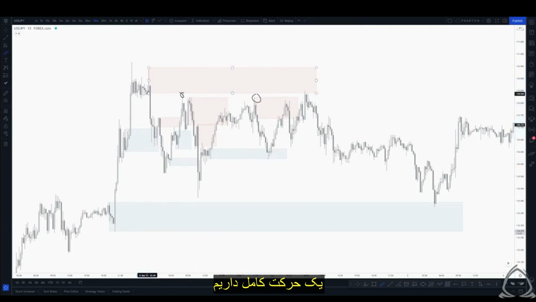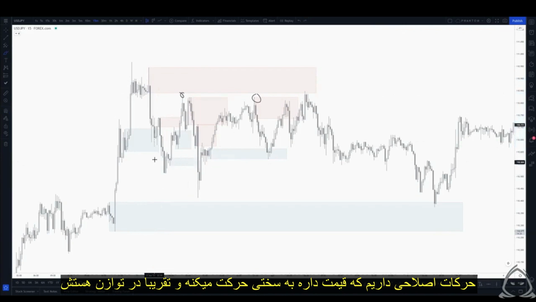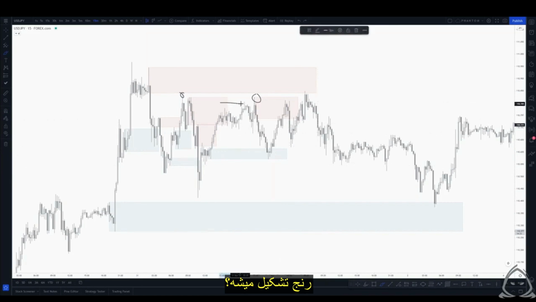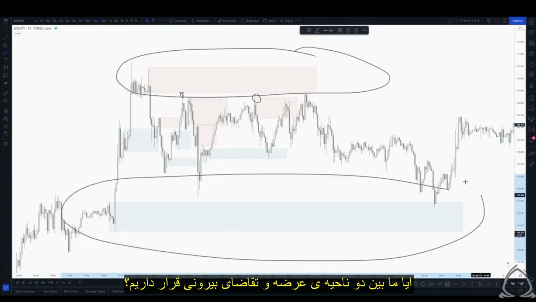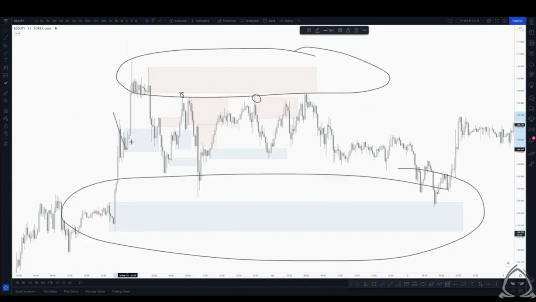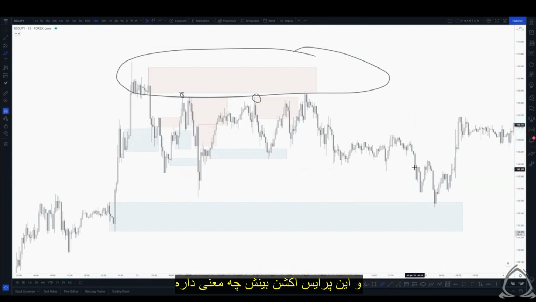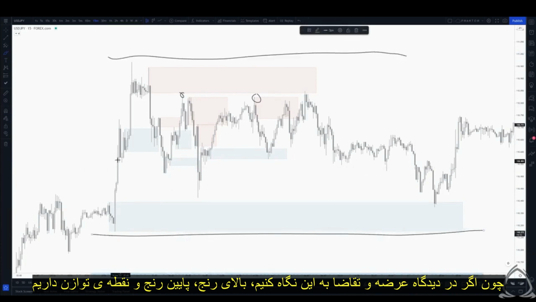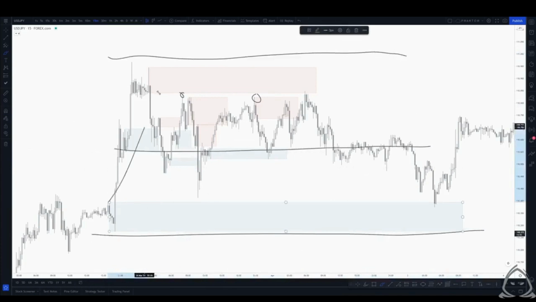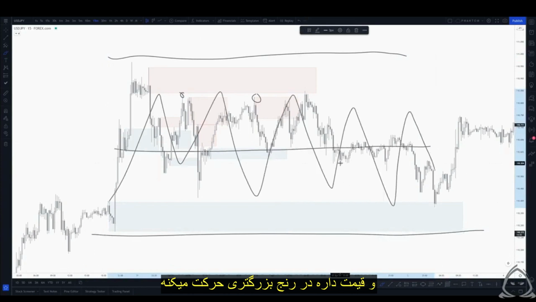Do we get a full-on move? Do we get corrective moves where price is struggling to move up and down? Price is somewhat balanced. Do we get ranges being created? What is that suggesting? Are we in between two more outer supply and demand zones? And then what is this price action in the middle suggesting? Because if we look at this in the concept of supply and demand, we have our top range, our bottom range. We have an equilibrium point, and price is moving in a larger range.